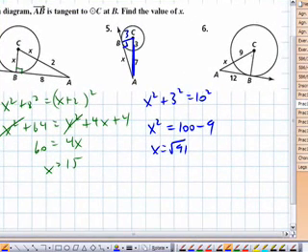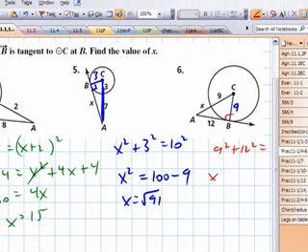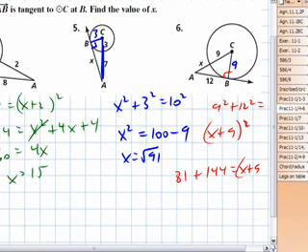And then over here, we know that CB is 9 again because it's a radius. So we can say that 9 squared plus 12 squared, because that's a right angle, is (x plus 9) quantity squared. So that's going to be 81 plus 144, which is 225, equals (x plus 9) squared.